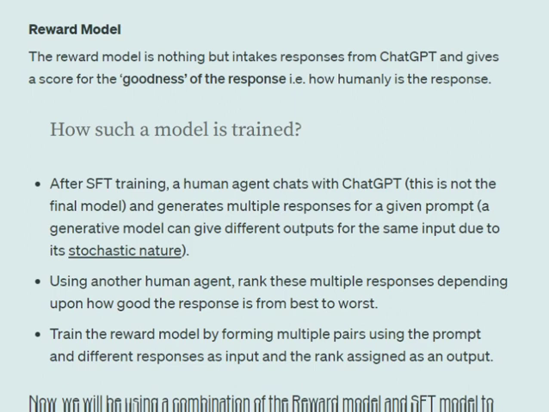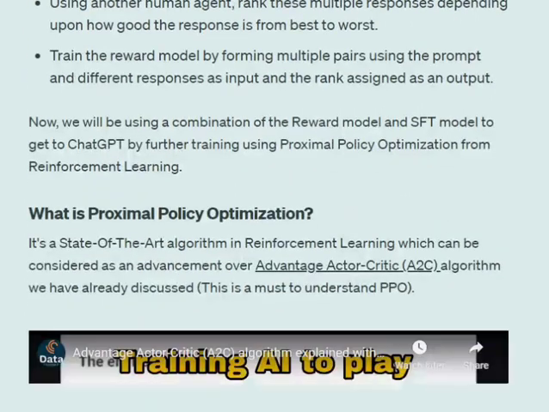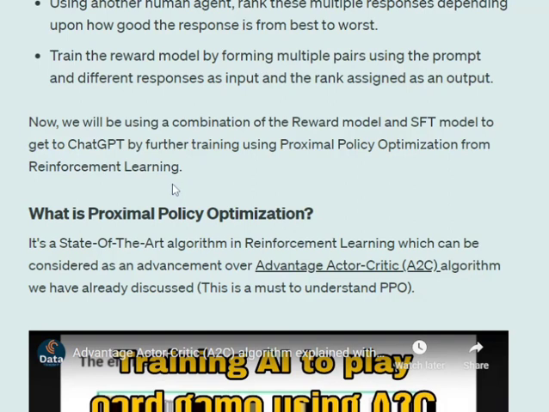So we input the prompt alongside the response, and the output becomes the particular rank that the human agent has provided. So it's again a supervised learning method only, because we are labeling the data set and then we are eventually training a model to generate rewards for the given response given by ChatGPT. Now we have understood what the reward model is.